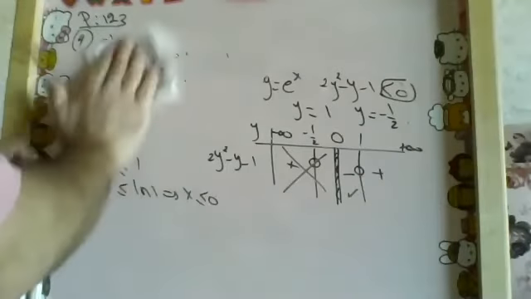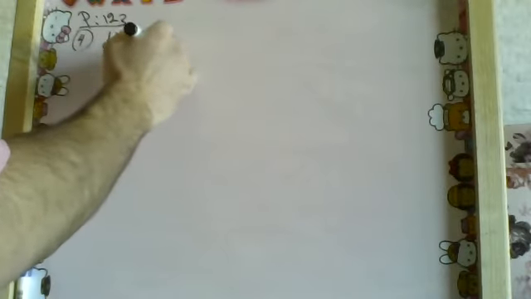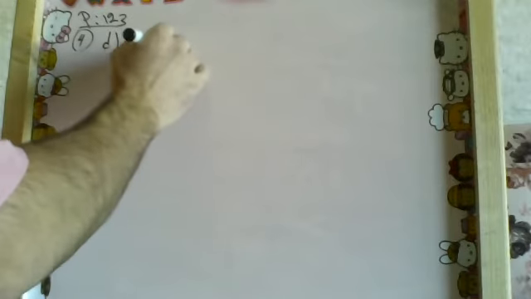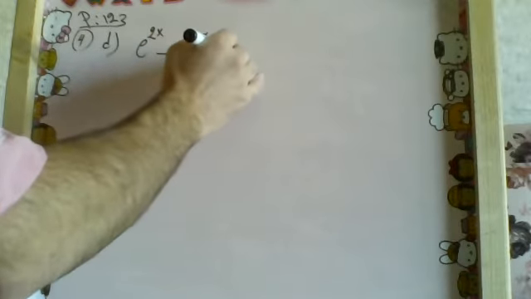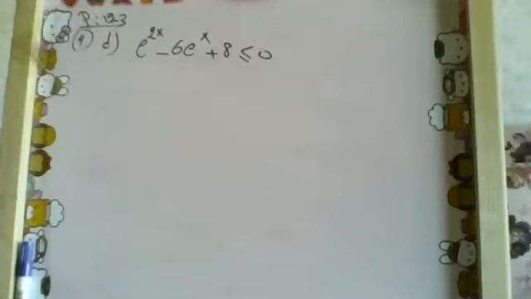We have another example outside. Let's say, let's call it part D: 2 e power 2x minus 6 e power x plus 8 less than or equal to 0. Again, solve this inequality.